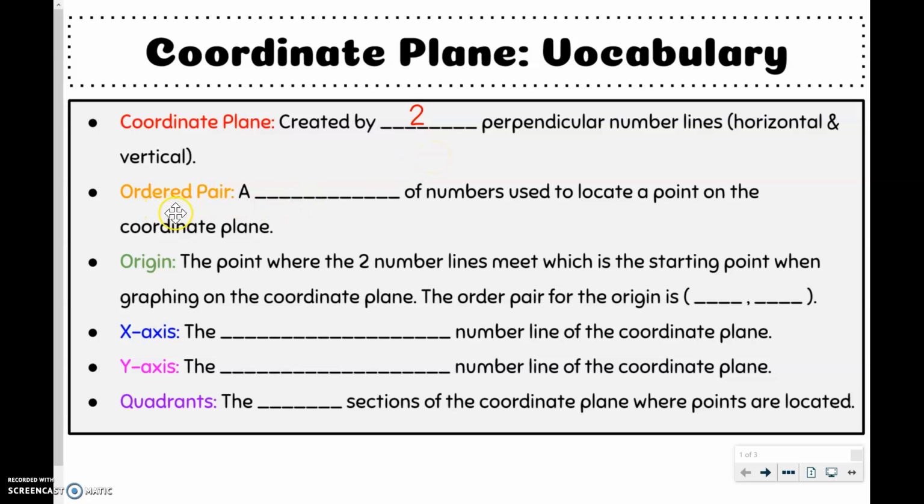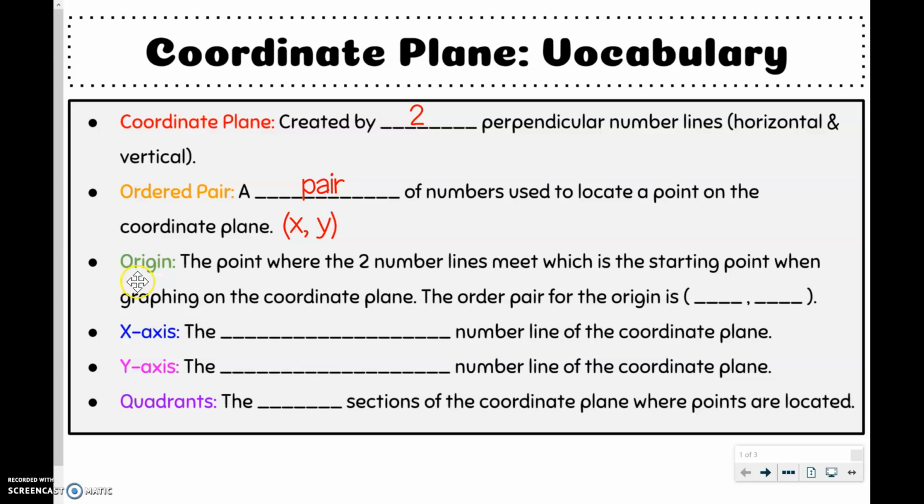Then we have something called an ordered pair. This is a pair of numbers used to locate a point on the coordinate plane. I'll talk more about this in just a few moments, but the first number in that ordered pair is written like this. It has to have parentheses to group those numbers together. There's a comma separating the two numbers so you know which one's which. The first number will always be what we call the x coordinate, and the second number will always be the y coordinate. I'll talk about x and y in just a second, but that is how you write an ordered pair. The x is always the first number, y is always the second.